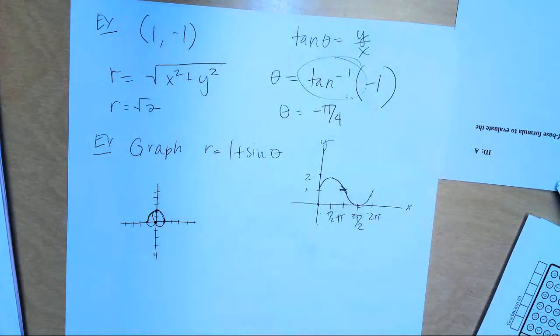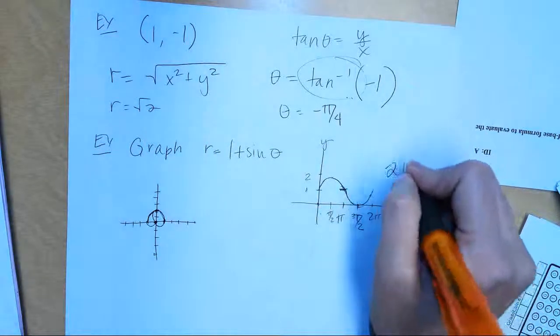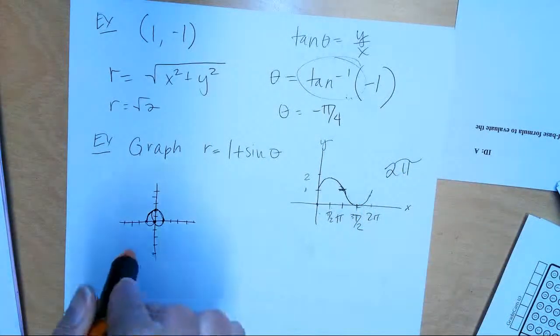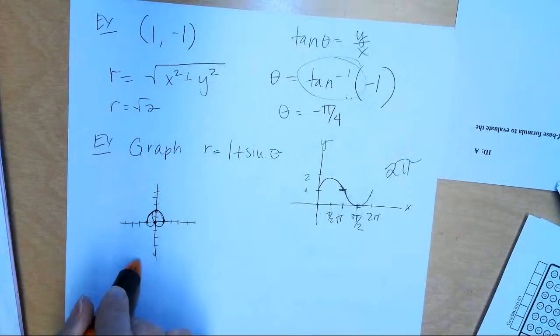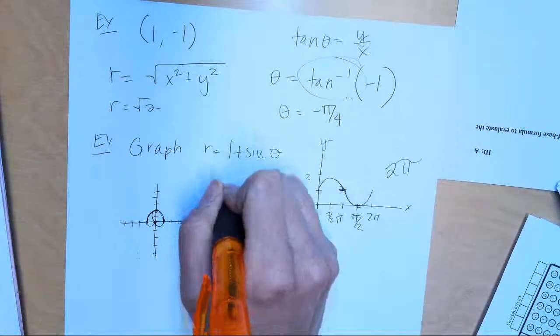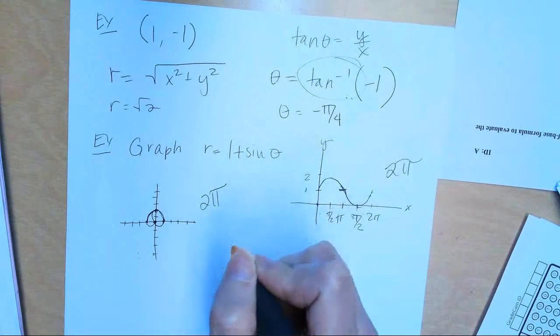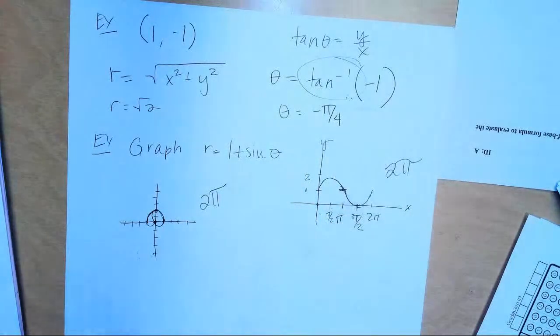Okay, here's the thing. The period of this function is 2 pi. What was the period of this function? Also 2 pi. That doesn't always happen. That's why I'm pointing that out. Okay.